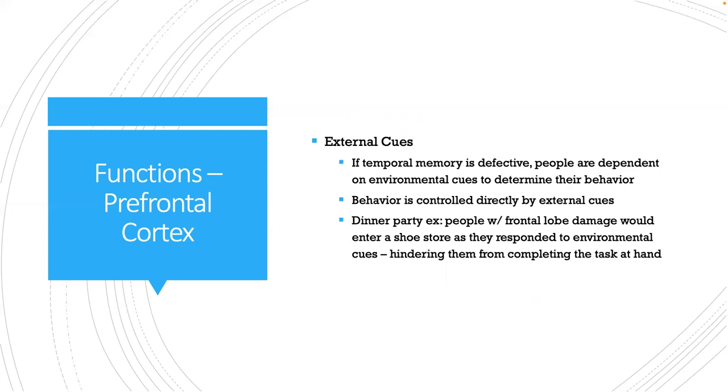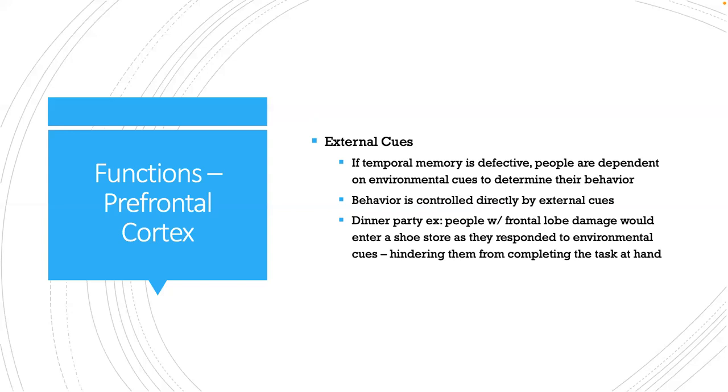So this is more of the external cues example. If your temporal memory is defective, people are dependent on environmental cues to determine their behavior. Behavior is controlled directly by external cues. So with the dinner party example, people with frontal lobe damage would enter the shoe store as they responded to environmental cues, hindering them from completing their task at hand of collecting the items they need before going home in a timely manner to make dinner for their friends.